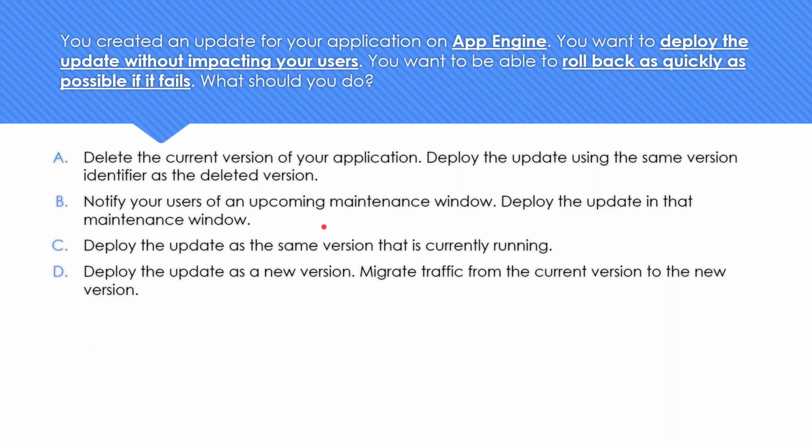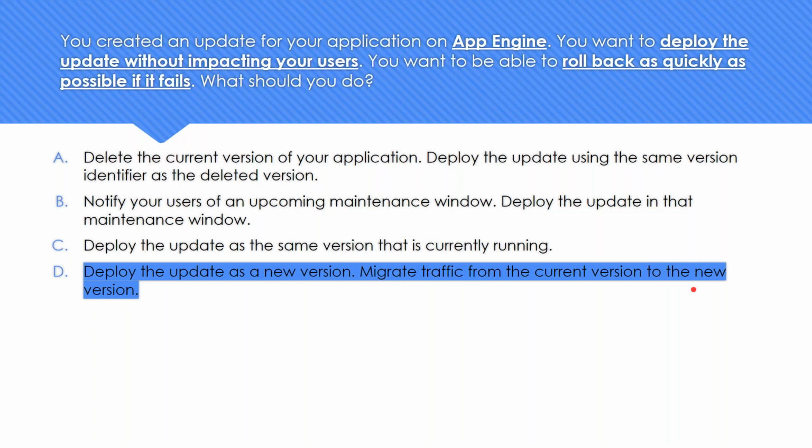Option C: deploy the update as the same version that is currently running. If you just do that, again, rollback is not going to work. Option D: deploy the update as a new version and migrate the traffic from the current version to the new version. When you deploy, you are going to use the hyphen-hyphen no-promote flag. First you check everything is good, and only then do the migration of the traffic to version 2. So as most of you mentioned, D is the right answer. The next question.